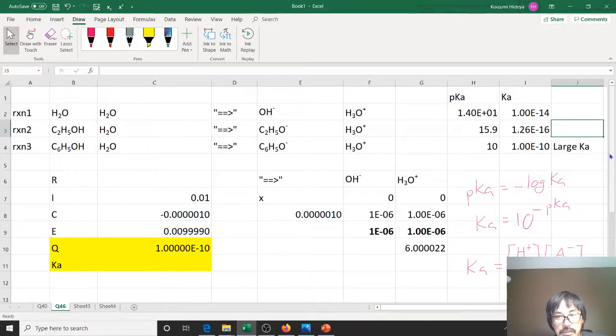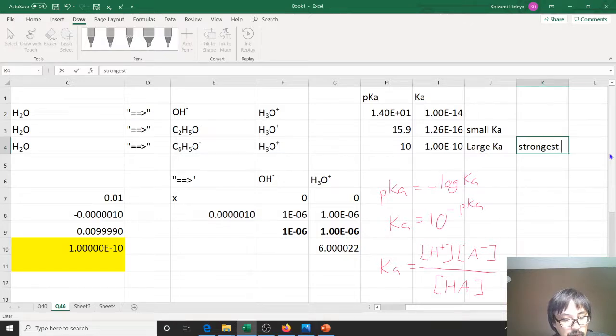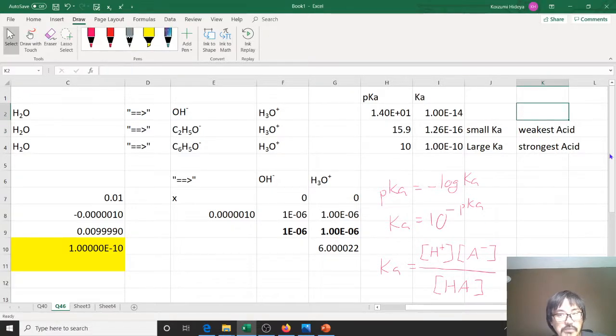So that one is large Ka, and this one is the smallest Ka, right? Which means that this one is the strongest, and then this one is the weakest, and then this one is medium. By all means, it's a comparison, right? Alright, so we got all of that.